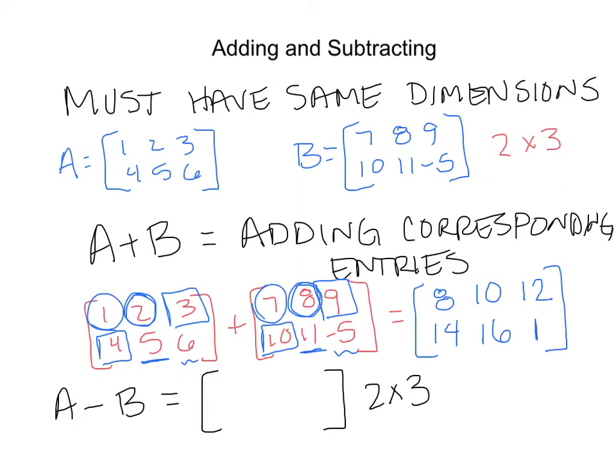1 minus 7 is negative 6. And 2 minus 8 is negative 6. And 3 minus 9 is negative 6. And 4 minus 10 is negative 6. And 5 minus 11 is negative 6. And 6 minus negative 5 is 11. So there we have the subtraction of A minus B.